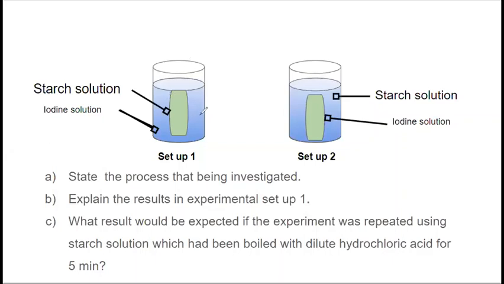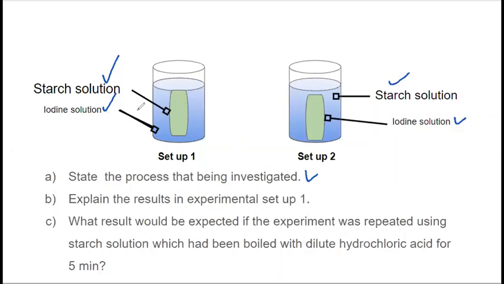We're going to answer a different kind of question about the process of diffusion. Here we have a diagram with starch solution and iodine solution. As you can see, it is an experiment to demonstrate a certain process. So our first question is, state the process being investigated. That's obvious. That process is diffusion because we are talking about something that's spreading more widely.